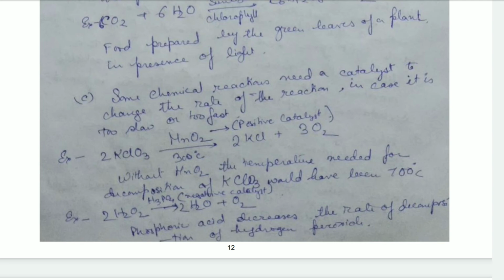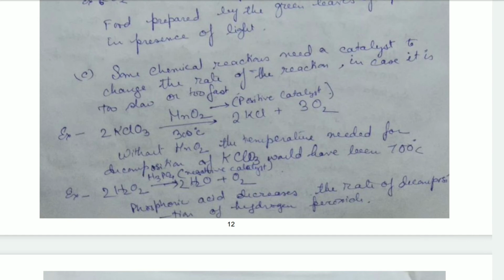See, when potassium chlorate decomposes in presence of a positive catalyst, that is manganese dioxide, and 300 degrees centigrade, it decomposes to potassium chloride and oxygen is liberated. 2KClO3 in presence of MnO2, that is manganese dioxide, and 300 degrees centigrade, 2KCl and 3O2 is formed. Okay, without this manganese dioxide, what would happen? The temperature needed for this decomposition would be very large.